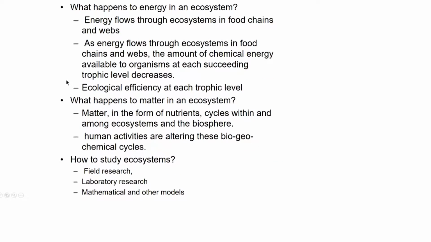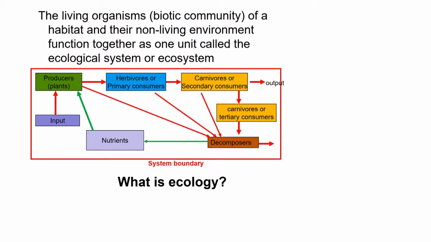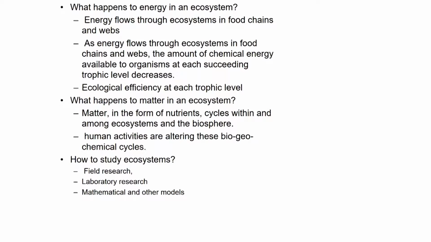what happens to the energy that is in an ecosystem. As we know, energy flows through ecosystems in food chains and webs, and as it does, the amount of chemical energy available to organisms at each succeeding trophic level decreases. You can see that in the previous diagram. From producers to herbivores there is some efficiency with which energy flows. Similarly, at each stage there is an efficiency that we can look up, and that is very important. That is why it is known as ecological efficiency at each trophic level.